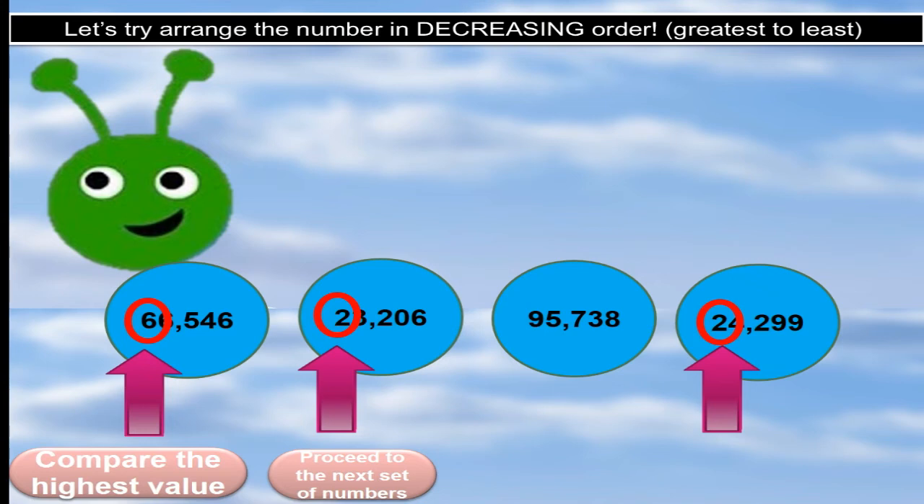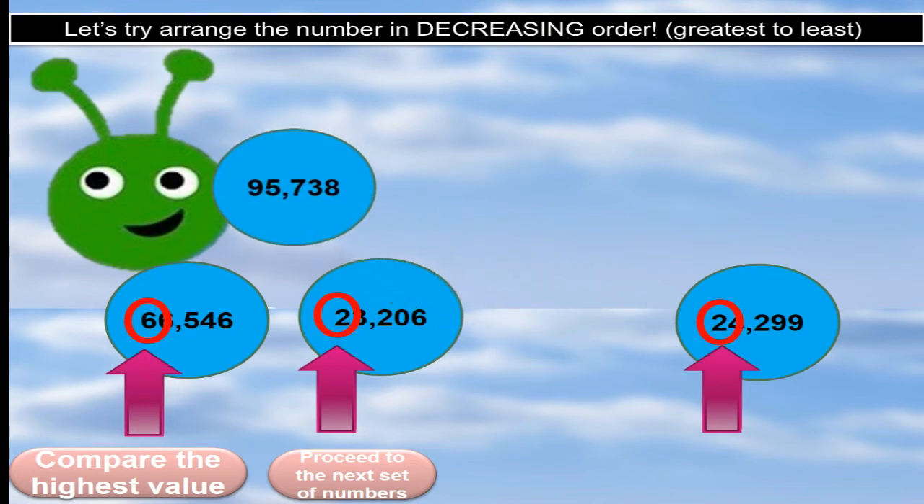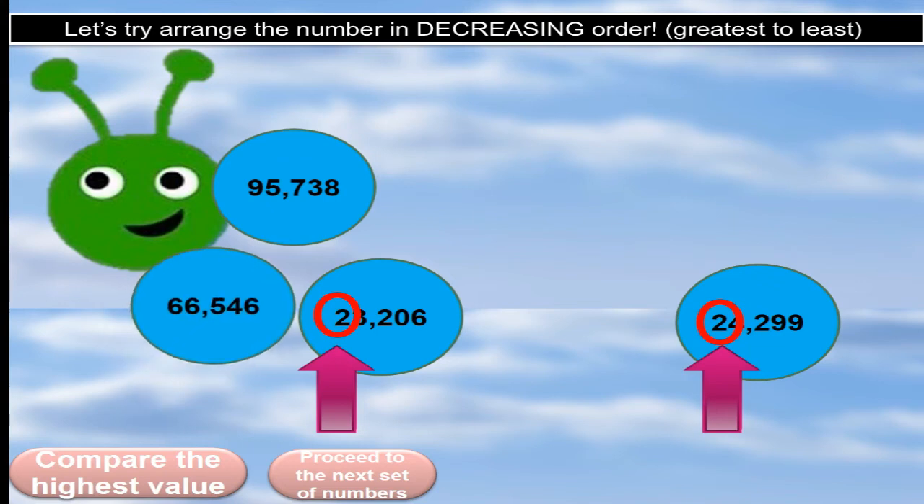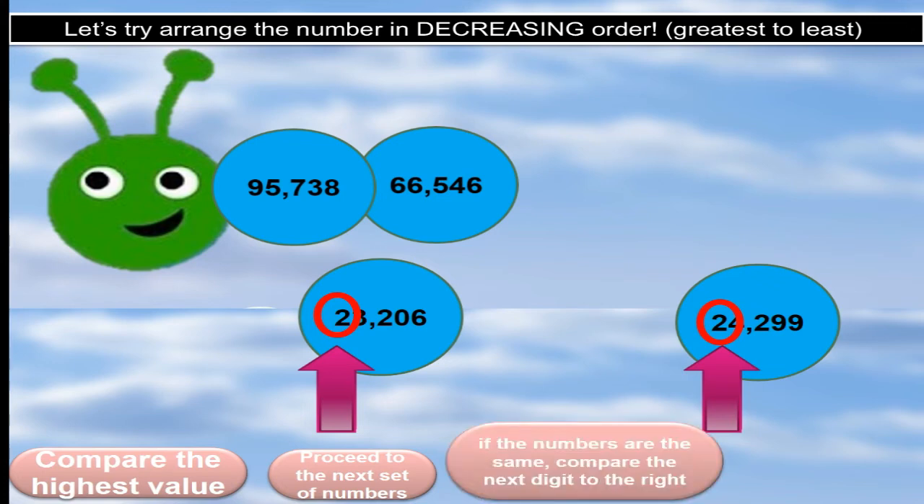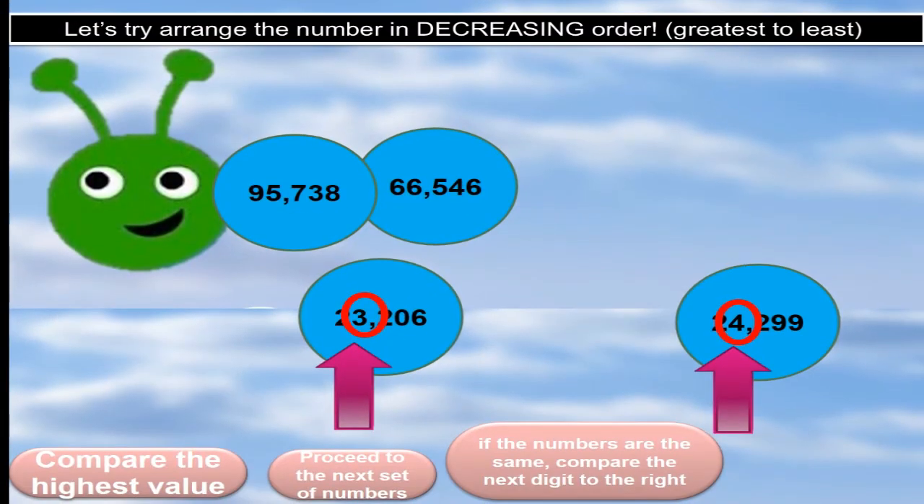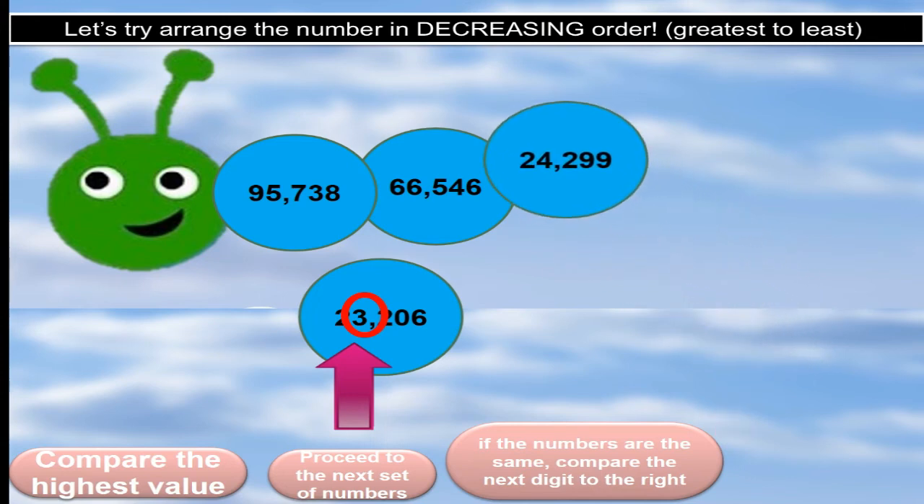So the first number is 95,738. And then we will now compare 6, 2, and 2. Since 6 is greater than 2, the next number is 66,546. Then we'll now compare 2 and 2. Since they are the same, we will just compare the next digit to its right. So the digit to its right is 3 and 4. 4 is greater than 3. So 24,299 is the next number.